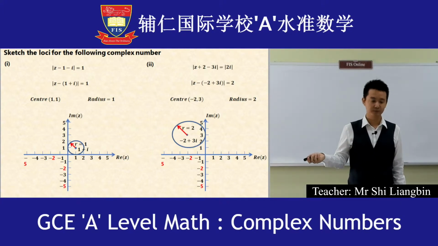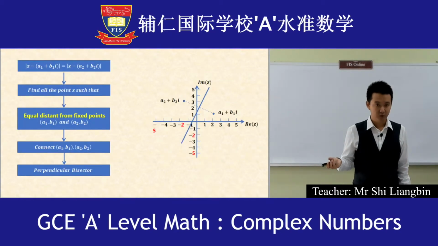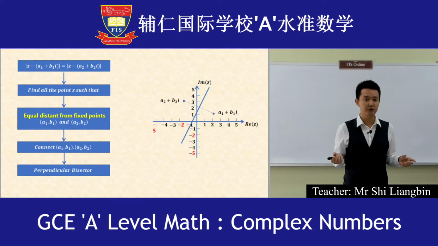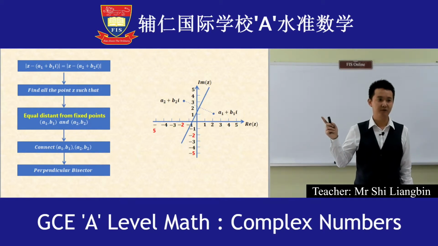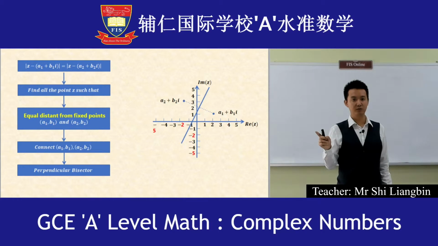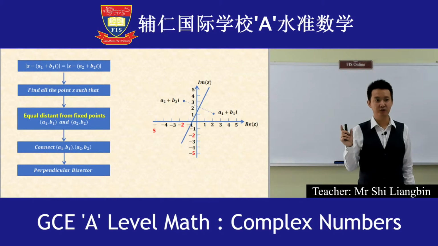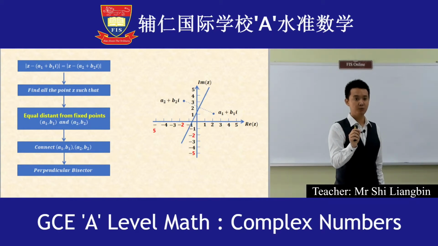Okay, we take a look. Next. You should be able to see the next equation, which is a bit different from the first equation. The difference is on the right hand side. The right hand side of our first equation is r, which is a constant value. But now the right hand side is still a modulus. Modulus of z minus (a2 plus b2 i), where we are trying to find all the points z for which the distance from (a1, b1) and the distance from (a2, b2) are equal. That means we need to find the point which is equidistant from these two.